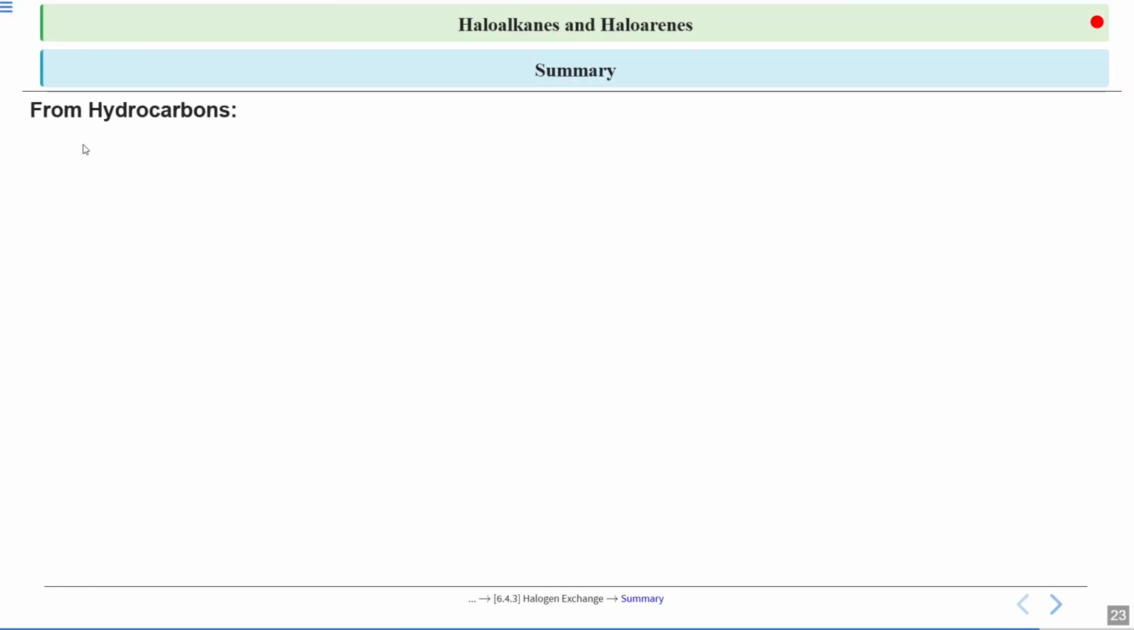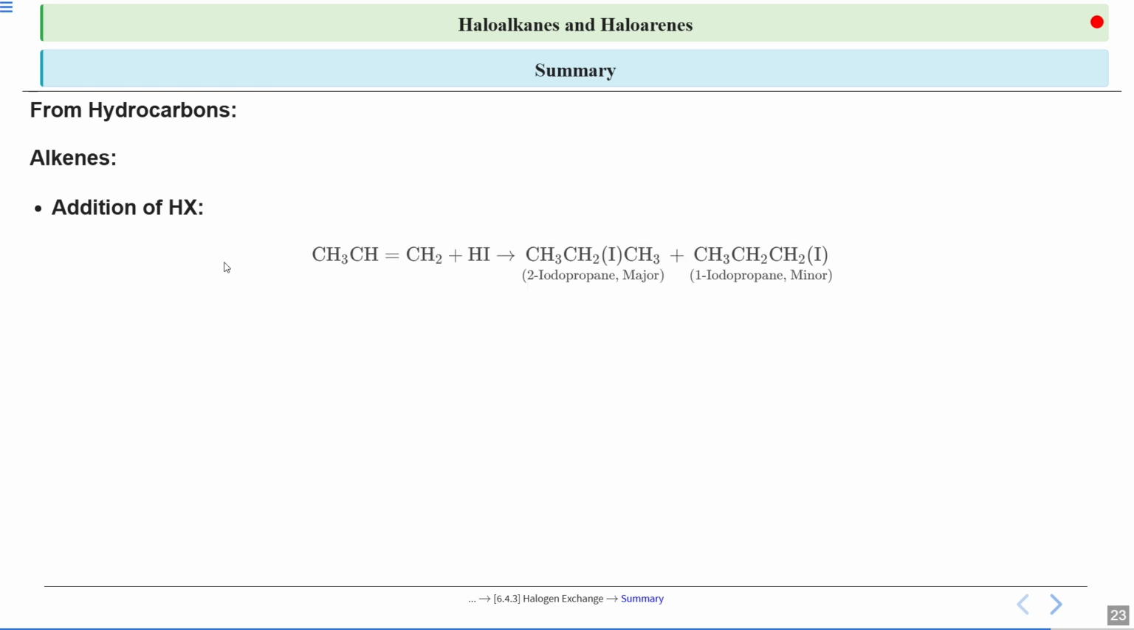Then we have seen the reactions of alkenes for the preparation of haloalkanes. Alkenes undergo addition of hydrogen halide, where you take any alkene and react it with a hydrogen halide like hydrogen iodide to get major and minor products, where the negative part reacts with the alkene as per the Markovnikov and anti-Markovnikov rule. This reaction follows Markovnikov addition because the iodide ion attaches to the carbon which forms the more stable carbocation. So this is Markovnikov's addition, giving the major product 2-iodopropane.